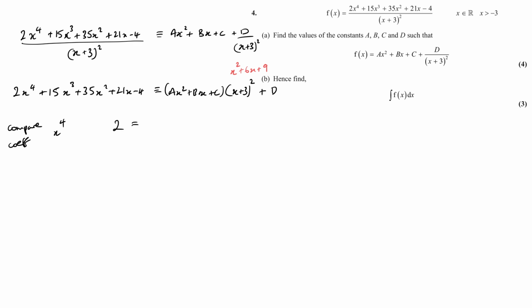And then the coefficient for that on the right. The only way to get x to the power 4 is this x squared times this x squared. So that would be a x to the power 4, so the coefficient is a. So right off the bat, I've got that a equals 2. Next one I'm going to look at is x cubed. On the left hand side, I can see that the coefficient of x cubed is 15.